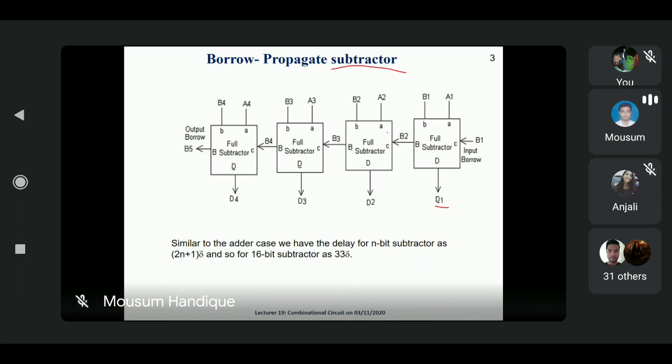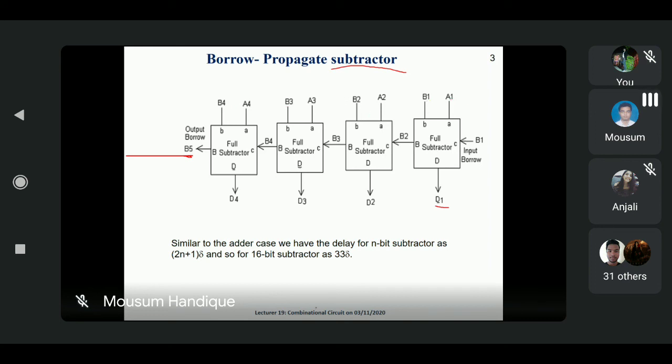So see here, the borrow is generated from the first subtractor to the second subtractor, and again from this to this, something like that. And finally, B5 is the final borrow generated. How many bits are we using? We are using 4 bits, A1 to A4. If it starts from A0 instead of A1, then it is A3, and automatically this one is B0 and this one is B3. So I am writing it this way: A1, B1, A2, B3.